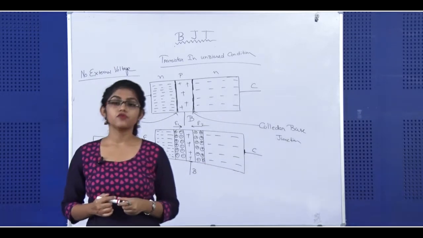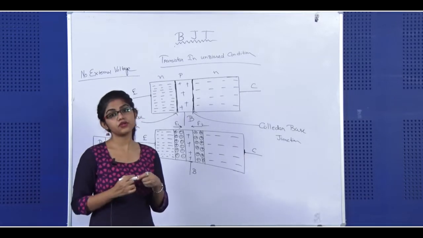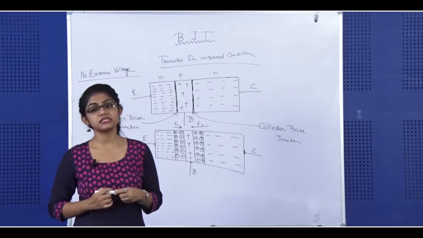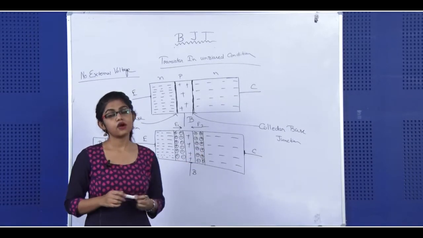In the next class, we will see what happens if you give an external voltage, how the charge carriers will move, and what those external charge carriers are. Depending on that, we will get the current from this NPN or PNP transistor.